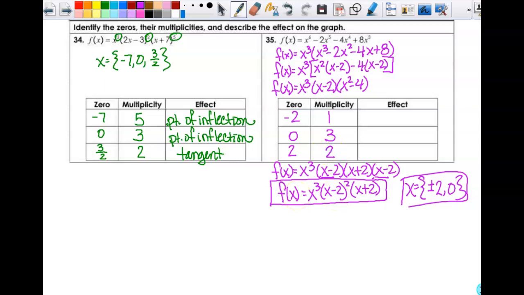When it's a multiplicity of 1, it just passes right through the graph. Nothing fancy. Just passing on through. Odd makes it a point of inflection. And even makes it tangent. Okay, and that concludes page 2.